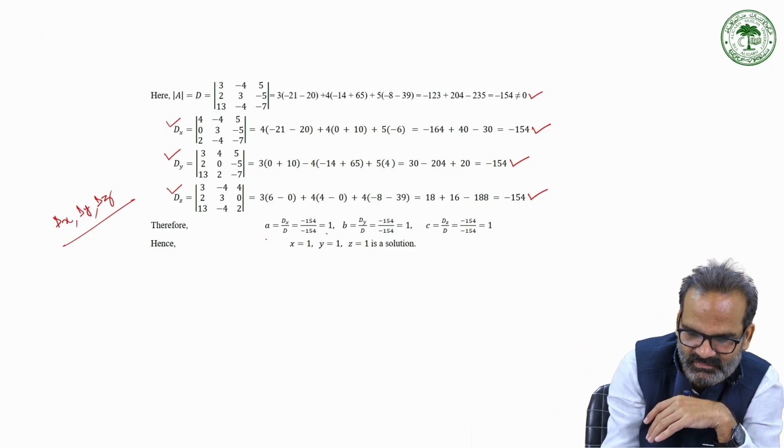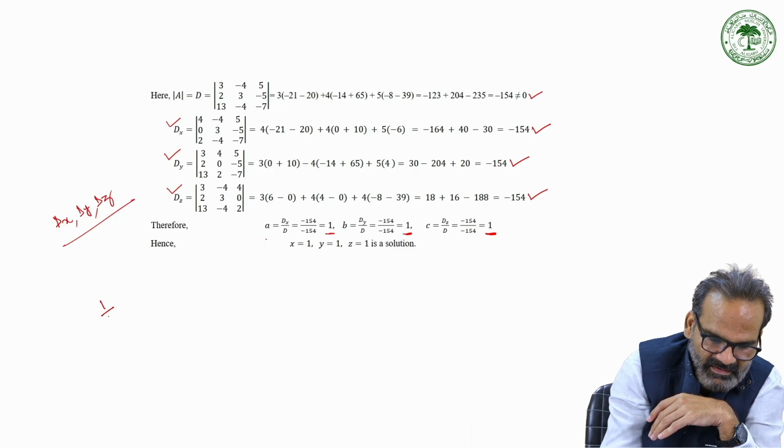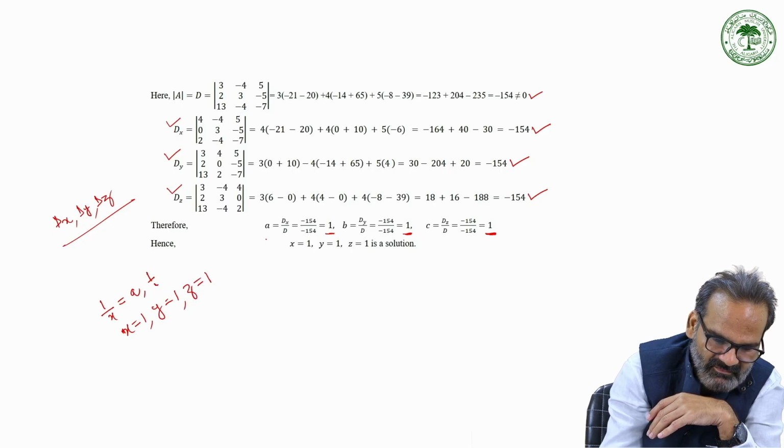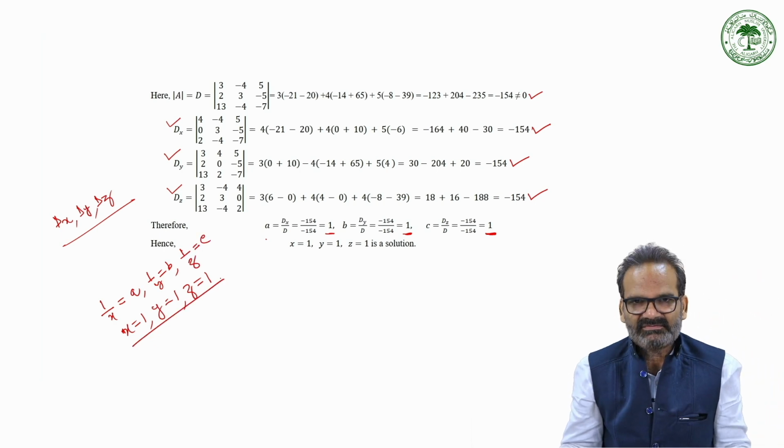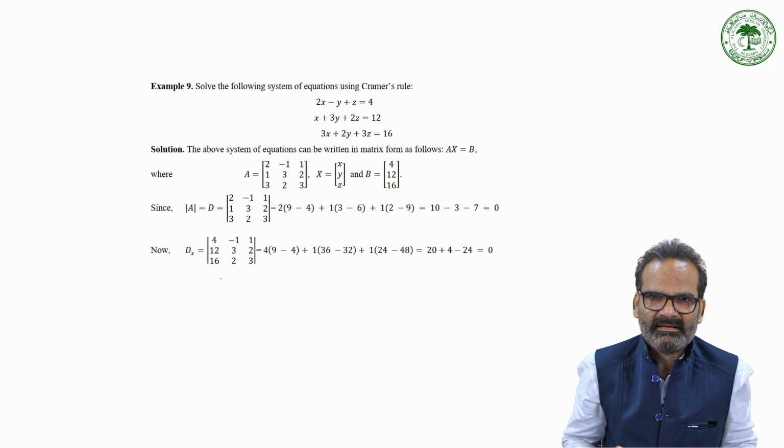Therefore a is equal to 1, b is equal to 1, c is equal to 1, and what we assumed was 1 upon x is equal to a. So 1 upon x is equal to 1, 1 upon y is b, and 1 upon z is c. So from here the values of x, y, z are also coming out to be 1, 1, 1.